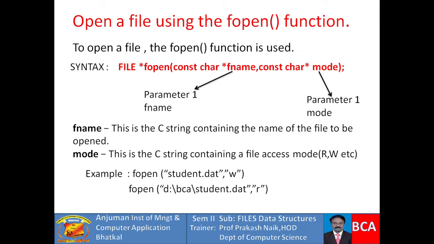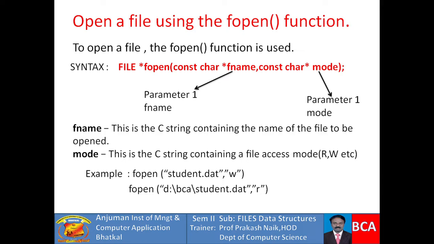So once the file pointer has been created, we need to open a file. Either we'll open a new file or we'll open an existing file. Now the syntax is FILE star fopen within the bracket const char fname comma const char mode. So here fname is parameter 1 and mode is parameter 2. Fname stands for file name.